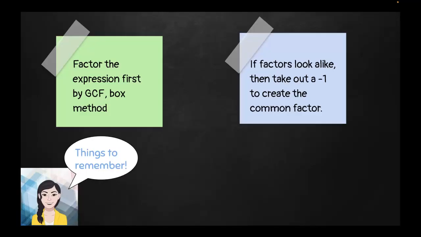Now here are some things for you to remember. Remember to factor the expression first, using a GCF and your box method. Also, if you have factors that look alike, make sure you take out that -1 so you can create that common factor in order for you to cancel.